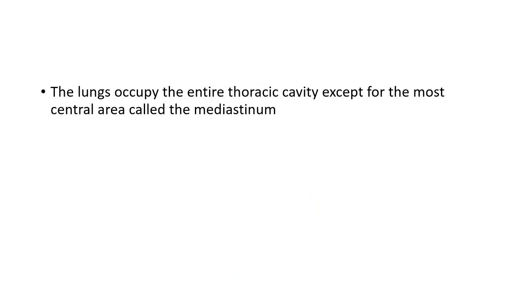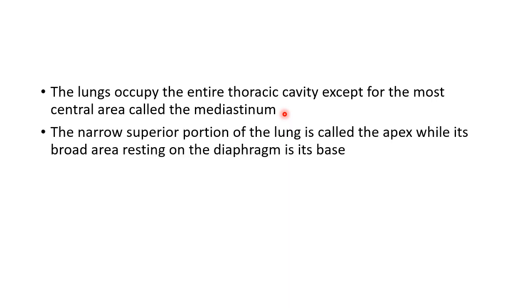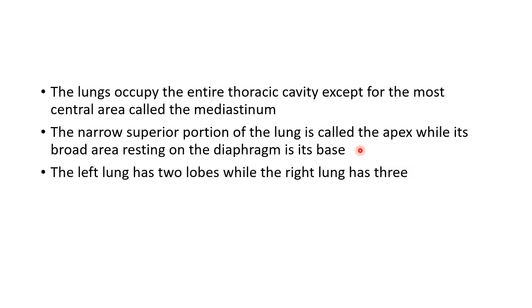The lungs occupy the entire thoracic cavity except for the most central area called the mediastinum, which is occupied by the heart. The narrow superior portion of the lung is called the apex, much like a pyramid, while its broad area resting on the diaphragm is its base. The left lung has 2 lobes, while the right lung has 3. And that is because the right lung has a horizontal fissure.